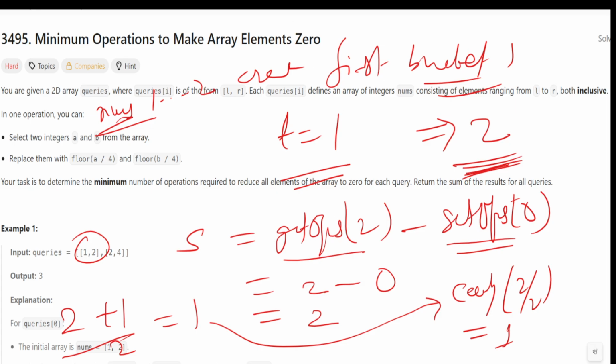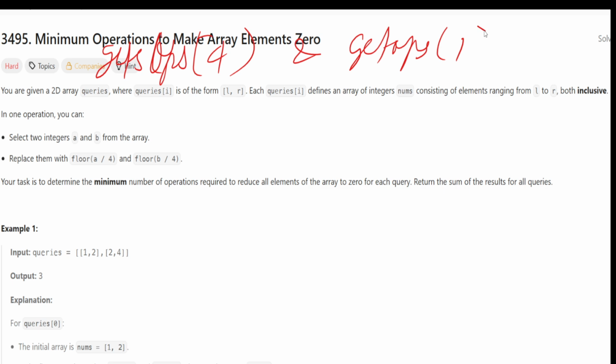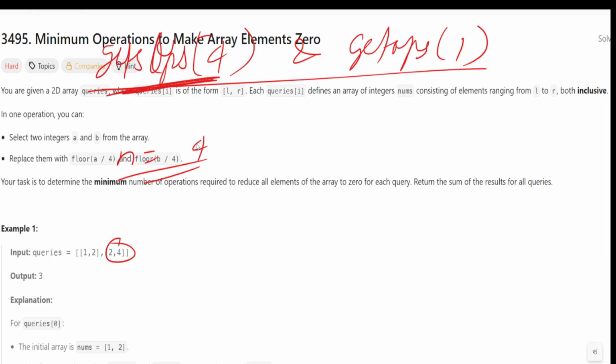So let's try to understand. We have get operations at 4, right? And we have a get operation at 1. So this is a very good example when we're talking about the query 2 4. Okay, so very first we'll calculate get operations at 4, where n equal to 4. So how many iterations are there? We'll say 2 iterations. When iteration is 1, power is 1. Then we say operation is 1. What is next? We'll say 4.